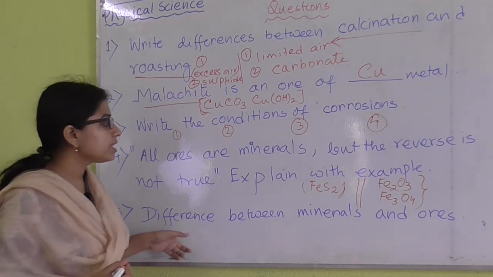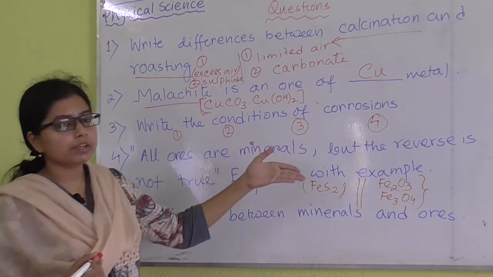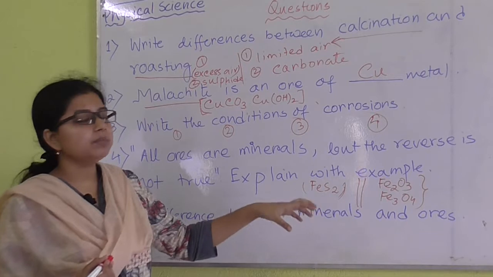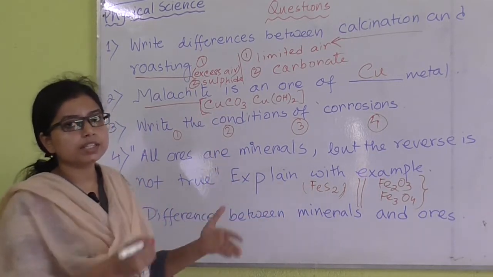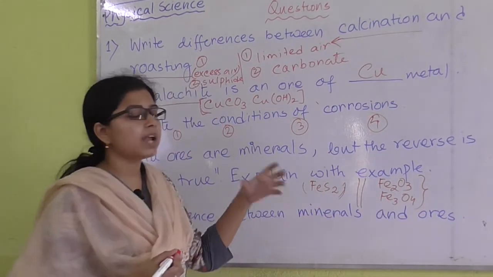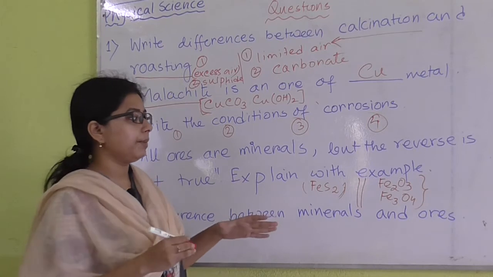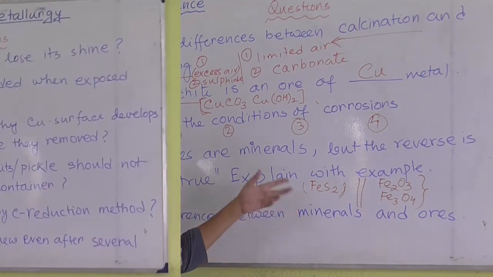And the next question is the difference between minerals and ore. Whatever I have told in our previous question, you have to write the same thing in the form of difference, in the form of distinguishing how we distinguish minerals from ores. You have to write it in points. Okay, so you can also add the examples here. Next, come to the next question.